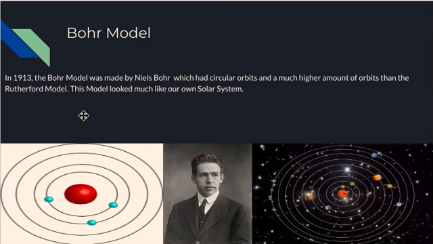In 1913, the Bohr Model was made by Niels Bohr? I feel like I butchered that. Sorry if I did. Which had circular orbits and a much higher amount of orbits than the Rutherford model. This model looked much like our own solar system. Kinda does, you know? Looks pretty nice. I love the solar system.